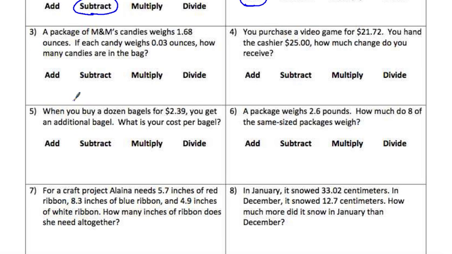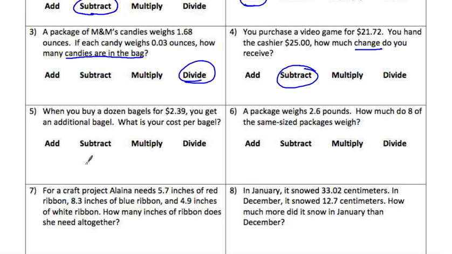So for number 3, it says a package of M&M candies weighs 1.68 ounces. If each candy weighs 0.03 ounces, how many candies are in the bag? For this one, it's asking us to split up how many candies were in the bag. So that's going to be a divide problem. Number 4, you purchase a video game for $21.72. You hand the cashier $25. How much change should you receive? Anytime they're asking change, that's subtraction.